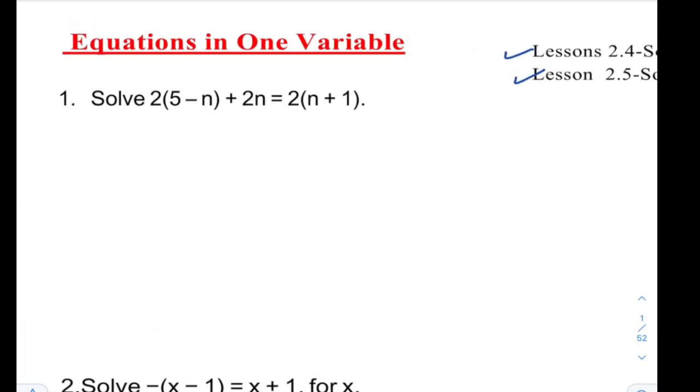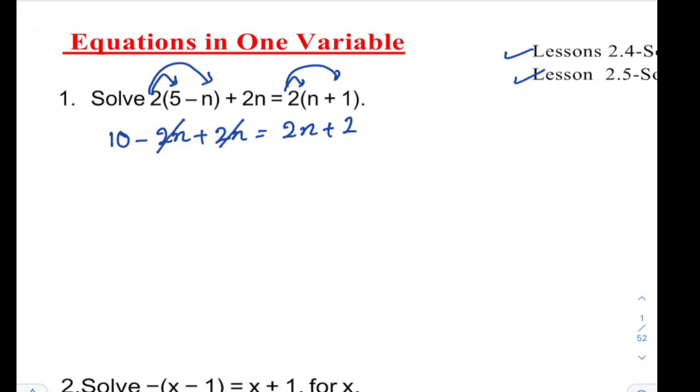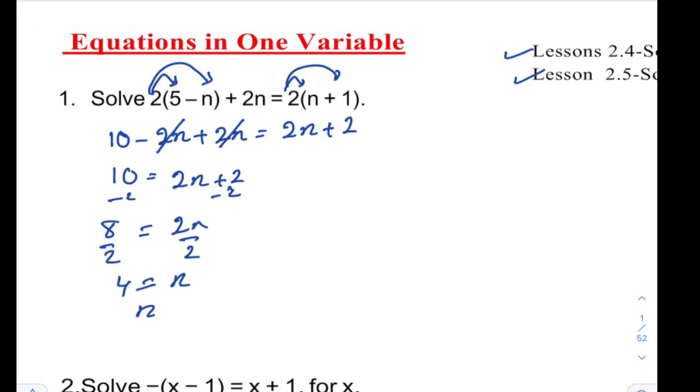When you see brackets, you should remember that you need to distribute توزيع. So it will be 10, 2 times n, 2n plus 2n equals 2n plus 2. And then as you see, negative 2n goes with 2n. We have on this side 10 equals 2n plus 2. And that means if you subtract 2 from both sides, 2n is 8, divide by 2, so n is 4. This is the solution.